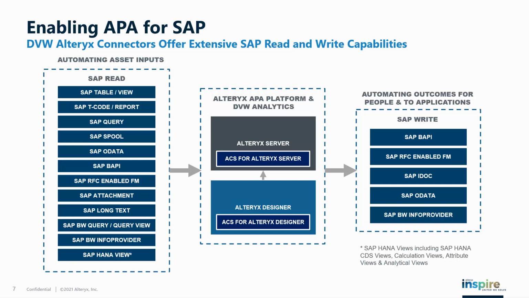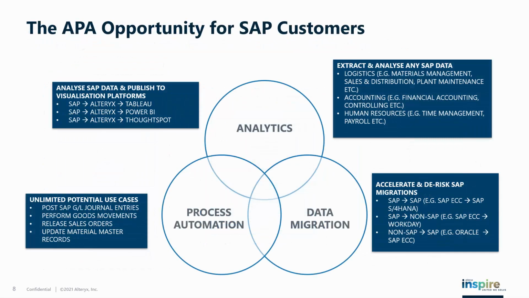So where's the APA opportunity for SAP customers? What we see is three intersecting circles: analytics, process automation, and data migration. And there's a lot of natural overlap between these, and particularly between process automation and data migration. But we treat or view data migration as a special case, and I'll come into that shortly.